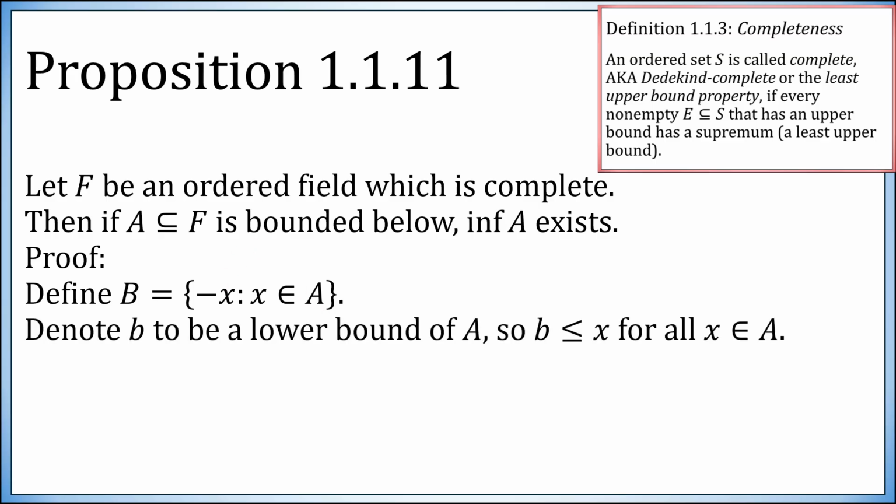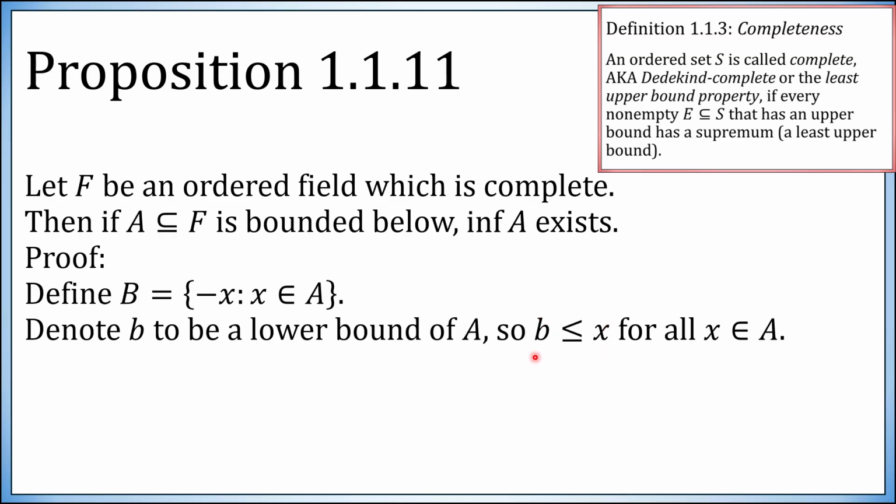Well, the set A was assumed to be bounded below, so it has a lower bound. Let's let that lower bound be called little b. So for every element x of A, b is less than or equal to x. Everything in A is bigger than or equal to b. The set A is bounded below by b.